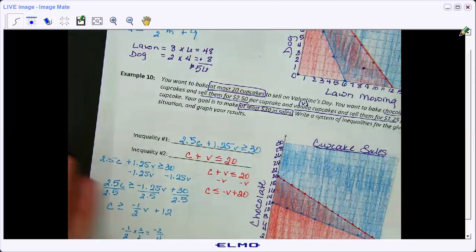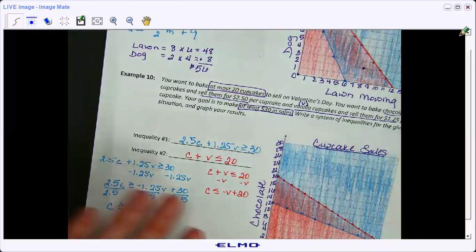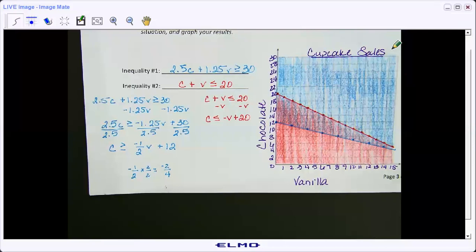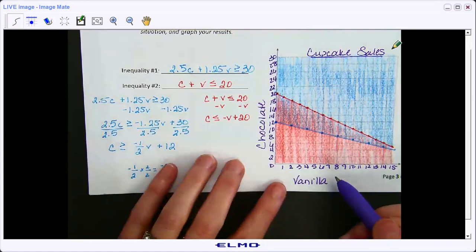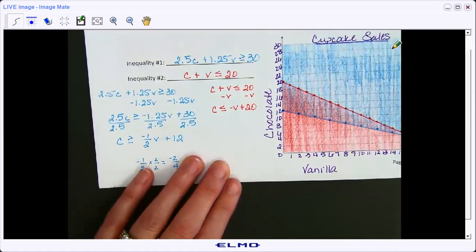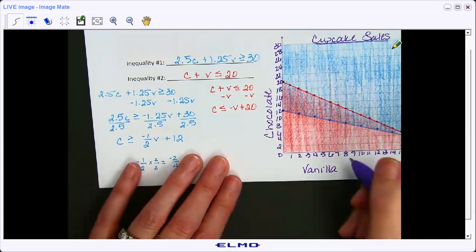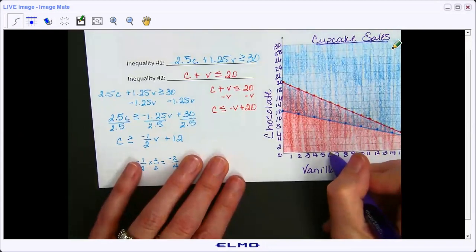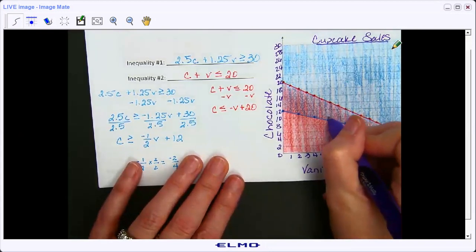All right, this is what your graph should look like. So we are going to find a point of intersection that will make both inequalities true, but we want to interpret what that means. So if I were to choose, will somebody give me an ordered pair that's true for both inequalities? 6, 12. Is that right? Oh yeah, 6, 12, it is.